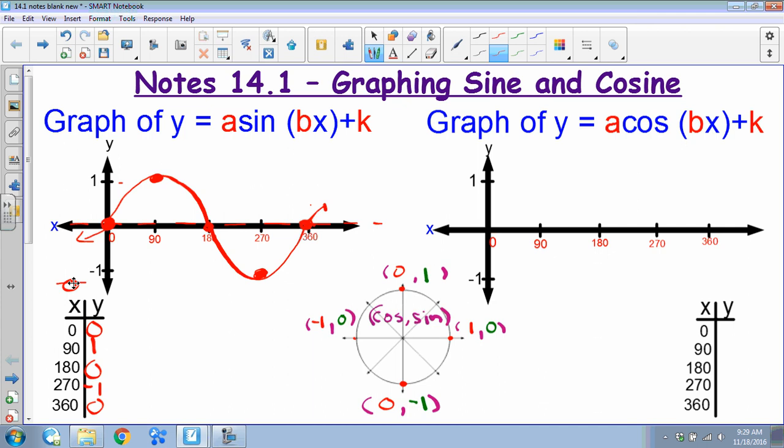Okay, so let's do the same thing with cosine. Cosines are our x-coordinates in our unit circle. Okay? And so at 0 degrees, cosine is 1. What is cosine at 90 degrees? 0. What is cosine at 180? What is cosine at 270? And what is cosine at 360? Okay, we come back to home, right?